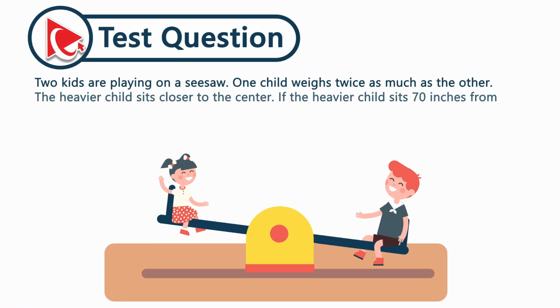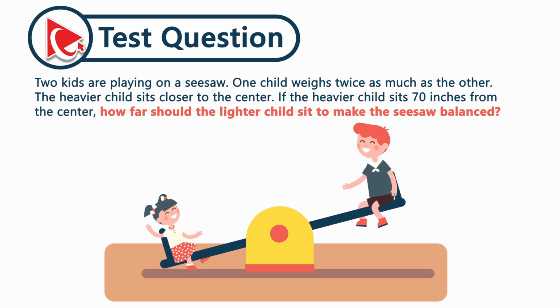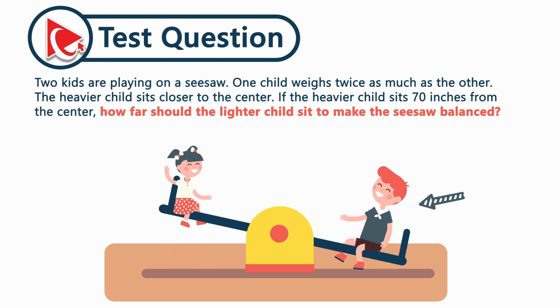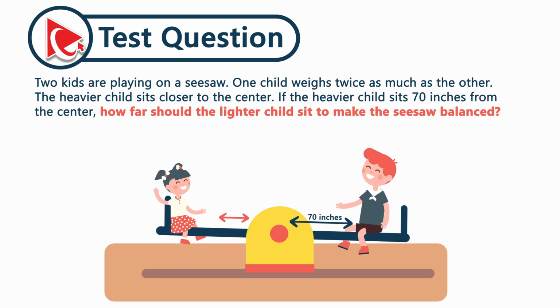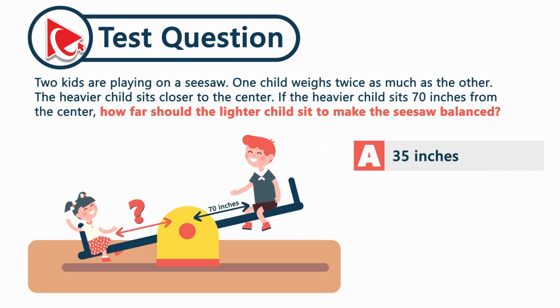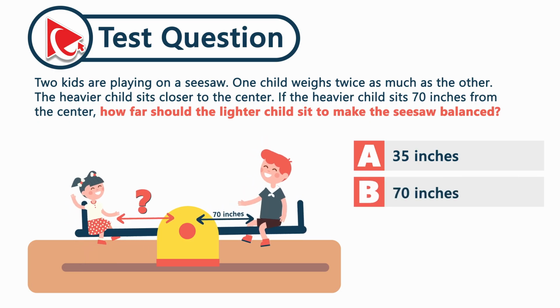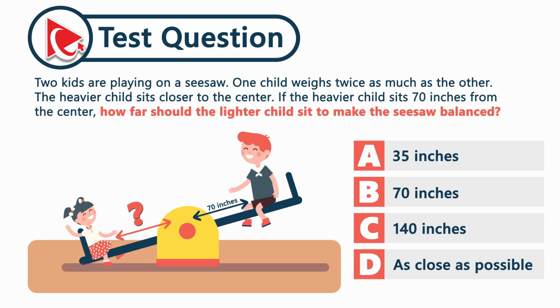Two kids are playing on the seesaw. One child weighs twice as much as the other. The heavier child sits closer to the center. If the heavier child sits 70 inches from the center, how far should the lighter child sit to make the seesaw balanced? Your choices for the answers are choice A, 35 inches, choice B, 70 inches, choice C, 140 inches, and choice D, as close as possible.